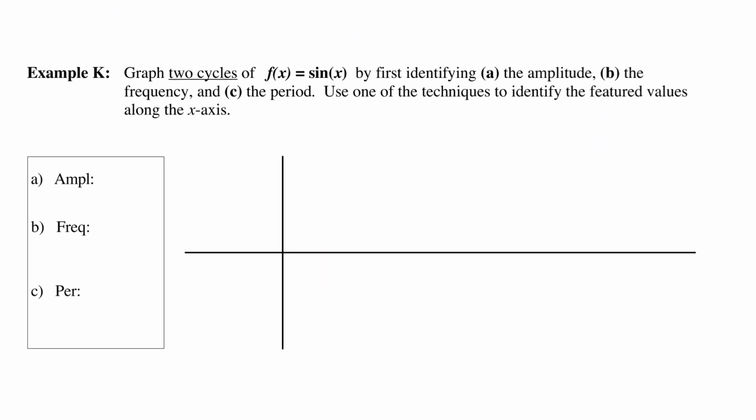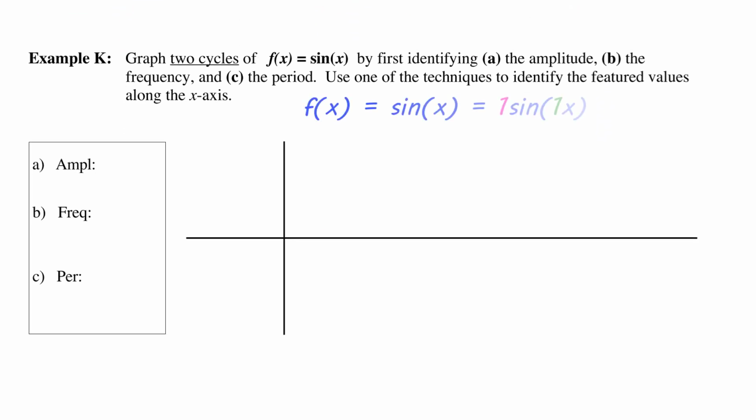Let's do the same thing for sine of x. Again, we've already seen amplitude is 1, frequency is 1. This is the parent function. And period is 2 pi divided by the frequency. 2 pi over 1 is 2 pi. So we locate 2 pi in the middle of the x-axis, and then do the half and half method to find the half period, and the quarter period, and the 3/4 period.